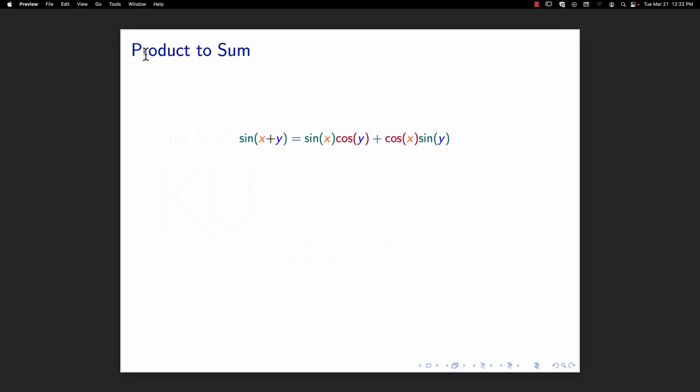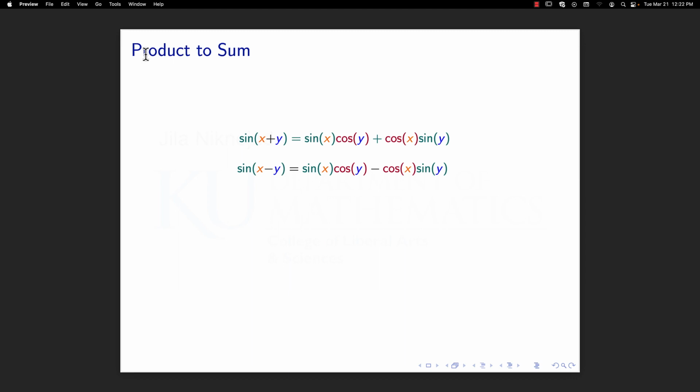In this video, we will derive the one formula for product to sum and one formula for sum to product identities. We're going to use two identities to begin with. First one is sine of x plus y equal to sine of x cosine of y plus cosine of x sine of y. Then we use sine of x minus y equal to sine of x cosine of y minus cosine of x sine of y.